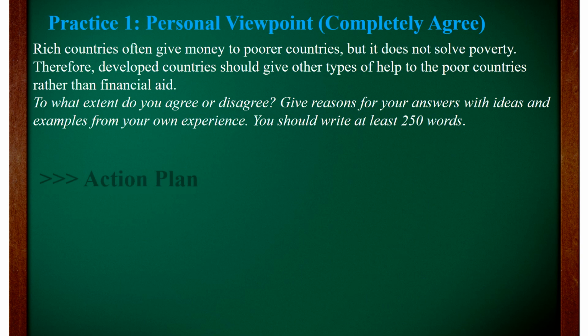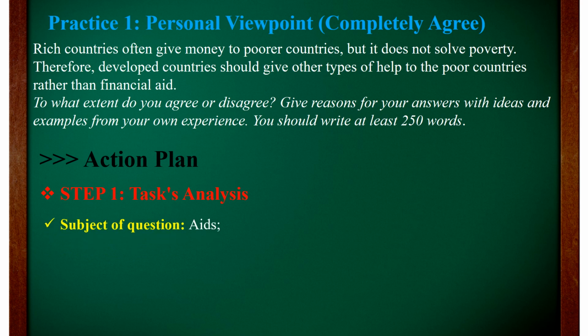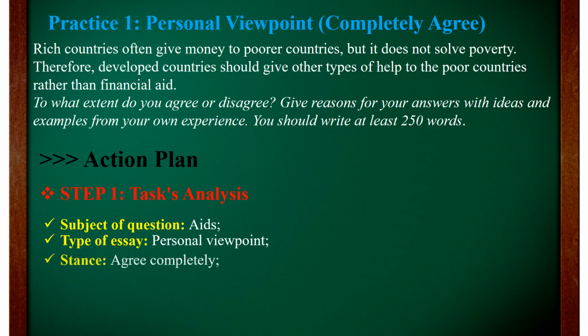Now let's move to the action plan. As previously mentioned, there are 3 steps to follow. First and foremost is step 1, task analysis, which is the pre-writing stage. Let's have a look at the exercise. The subject of the question is about aid. Next is the type of essay. It's a personal viewpoint essay. Then regarding the style, I agree completely with the given statement. Finally, the summary section requires the opinion. Alright, let's proceed to the next step.